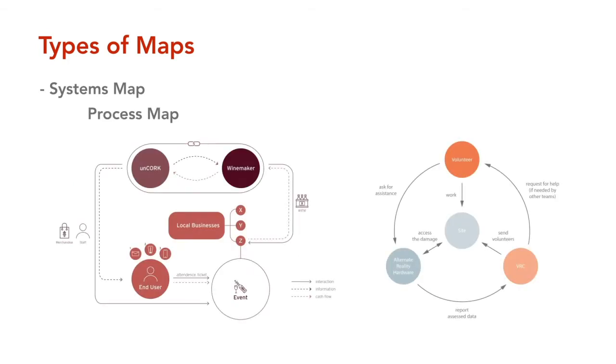Next, we have Process Map. The Process Map provides a view on how different entities play their role in the service. It identifies key actions and strategy and presents tools and products used in the service.